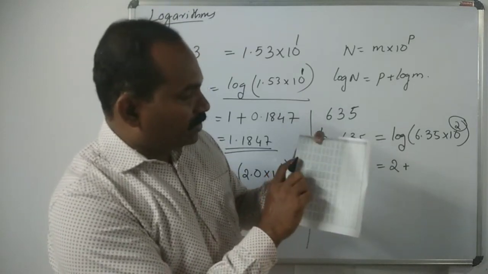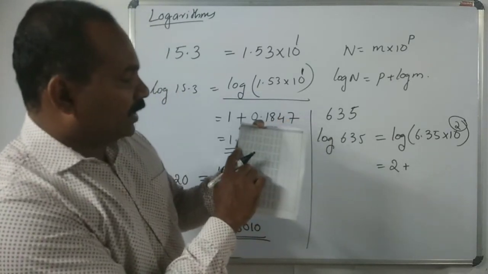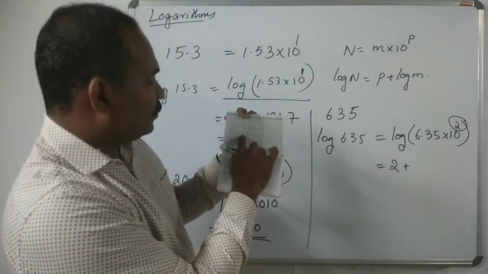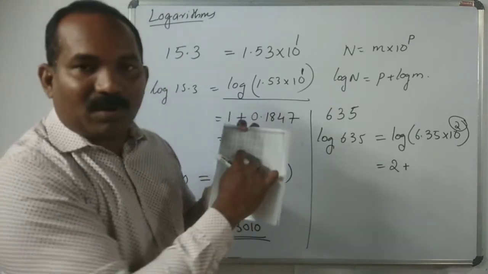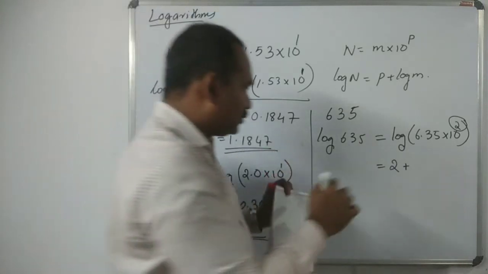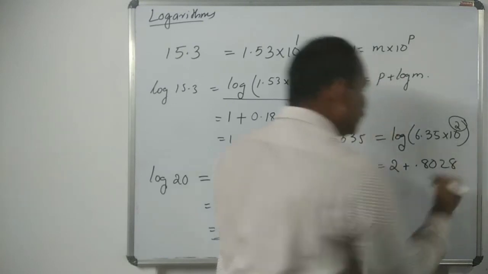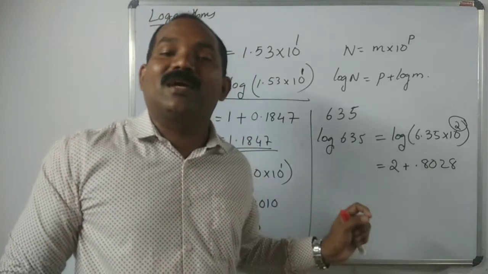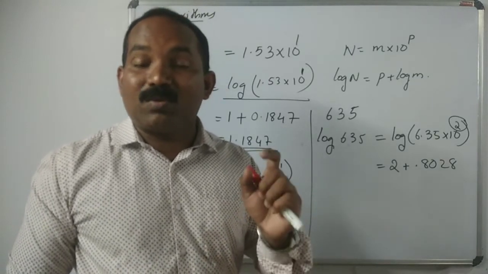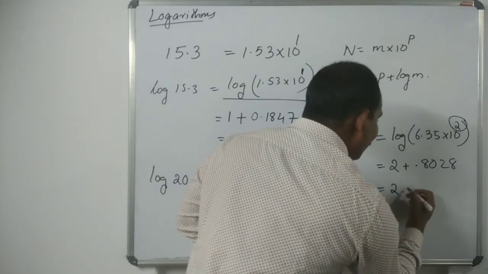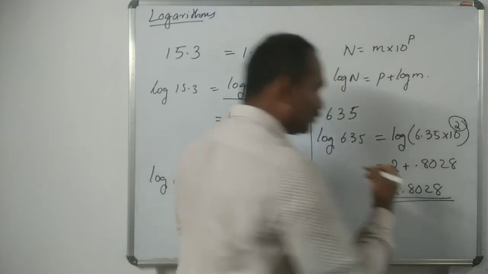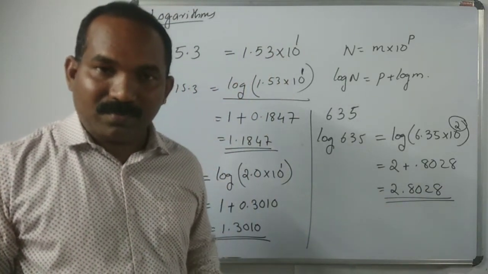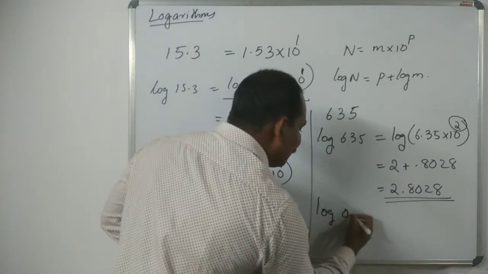Then 63 is here, 63. In the extreme left, the number is given, 63. Then after that 5, move to the 5th column. It is 8028. Why do we write like that? Because mantissa is positive and it is less than 1. Mantissa is always positive and is less than 1. By adding this, it is 2.8028. So log 635 is 2.8028.